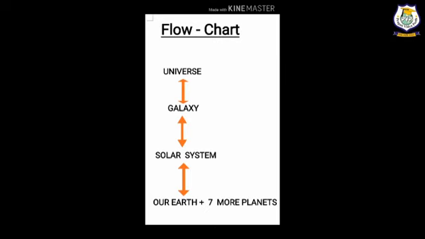See, here the universe contains galaxies. A galaxy contains solar systems. Our solar system contains our earth and 7 more planets. In another way we can say, our Earth is a part of the solar system, the solar system is a part of the galaxy, and the galaxy is a part of the universe. Now let's talk about the heavenly bodies. The sun, the moon, the stars, and all the planets that we see in the sky are called heavenly bodies.